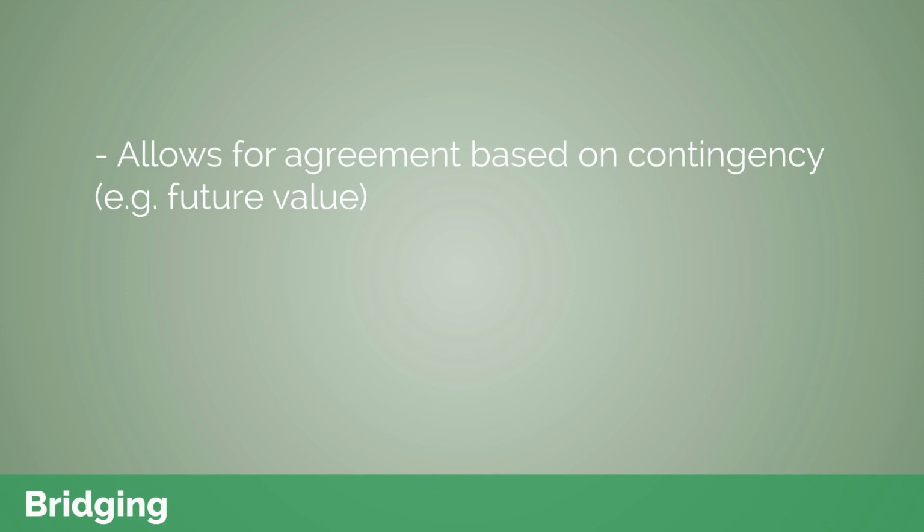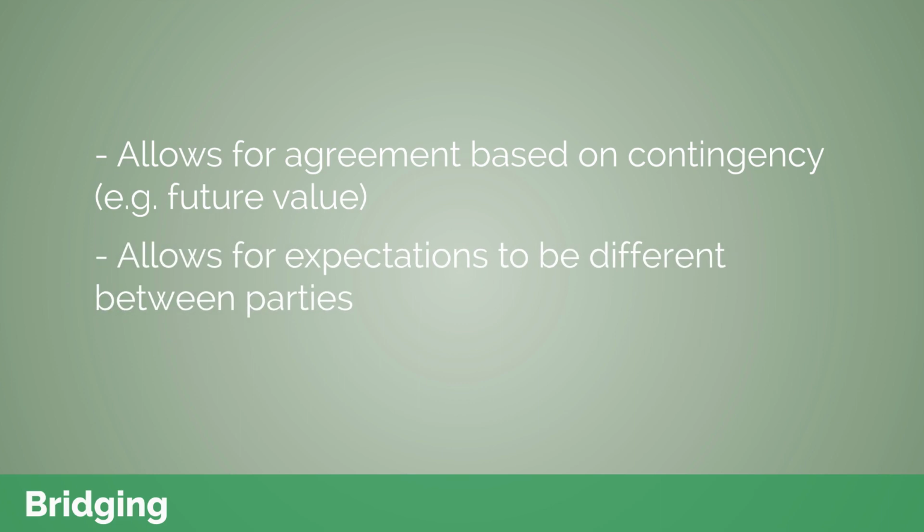Bridging is another strategy to manage multiple issues that involves building contingencies around issues that you're worried about. It allows for agreement based on a contingency or a future circumstance, such as a value. It allows for expectations between the parties to be different. If you're worried about how something's going to play out in the long term, you can build it into that negotiation to make it not just about that single thing, but also about time.